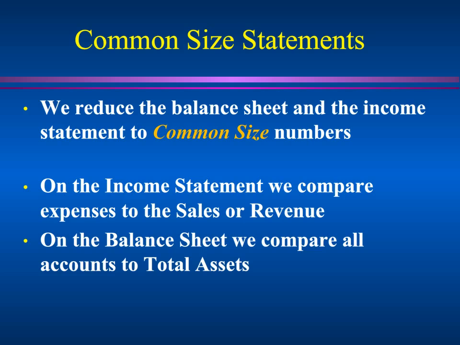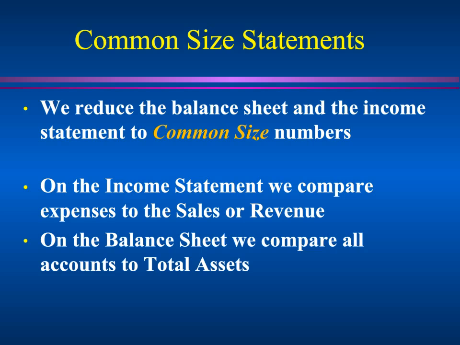By doing this, we actually reduce things theoretically to a common size. What we do is reduce everything to a percentage of something. Okay, a percentage of something. So in the income statement, we make it a percentage of all our expenses line by line to sales or revenue. So everything that gets declared as a percentage of sales or revenue, depending on what your income statement says. And on the balance sheet, we keep it simple. Everything's compared to total assets.